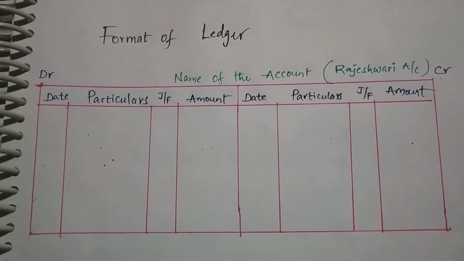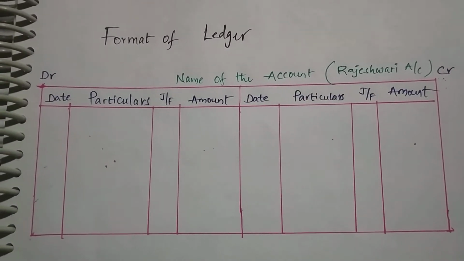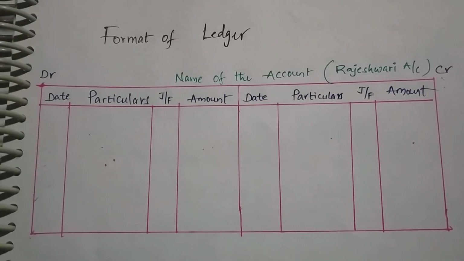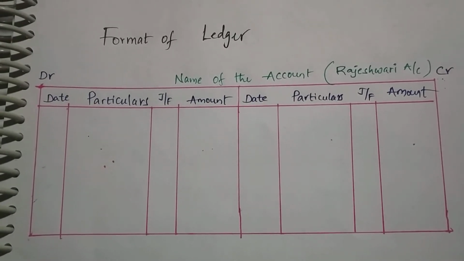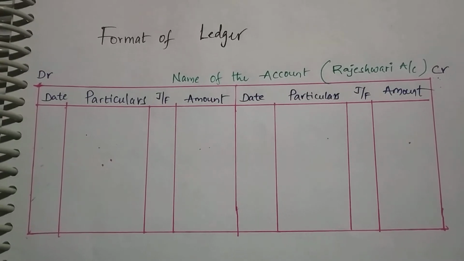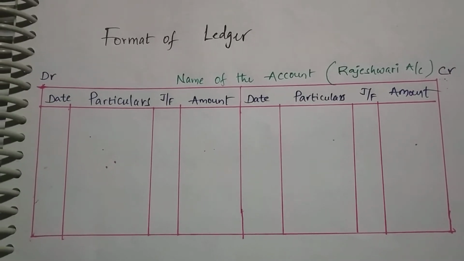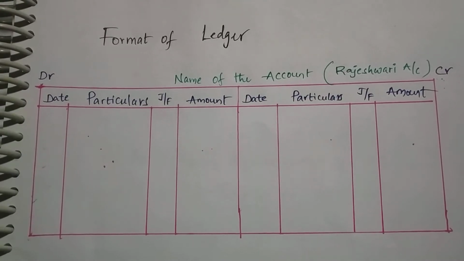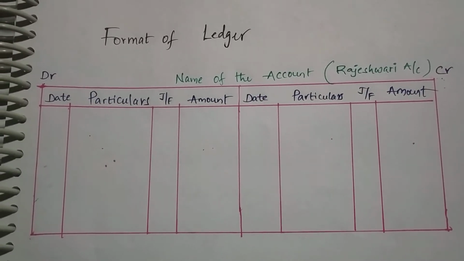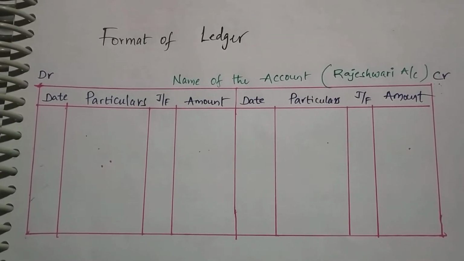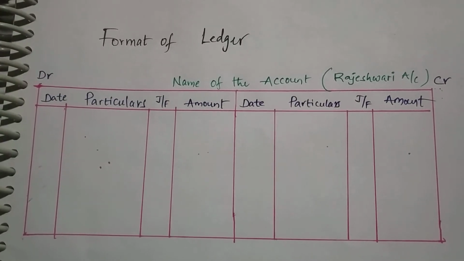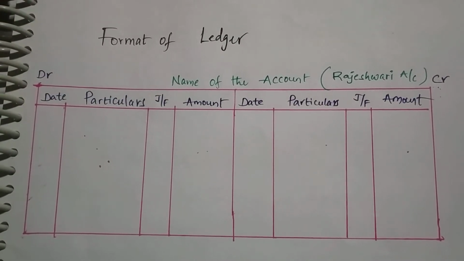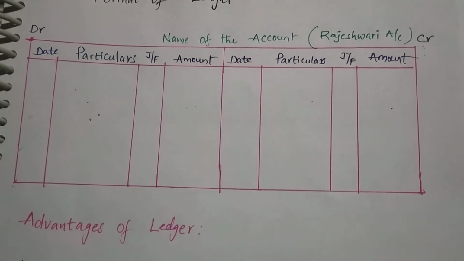I hope you are very clear with the format of the ledger. It is quite easy, very common, and really important. Every organization maintains different ledgers in their accounting system. Now we are done with the format of the ledger. Next, we are moving to the advantages of the ledger. What are the advantages of the ledger?